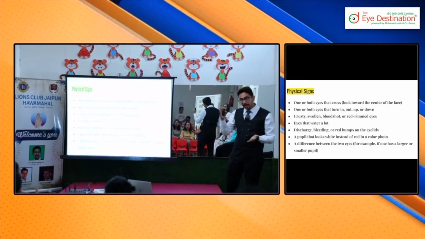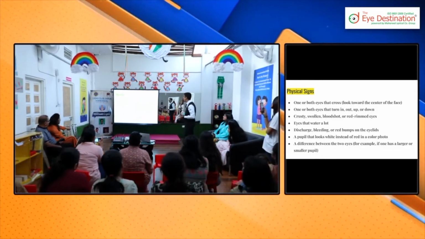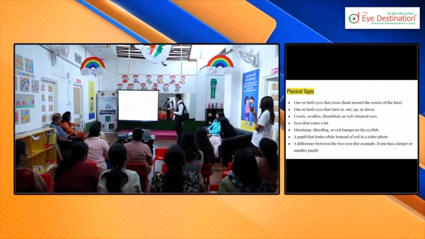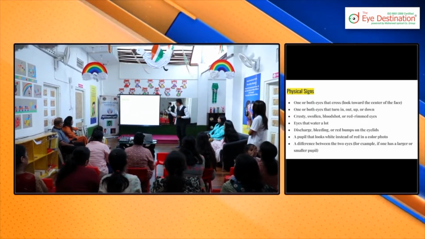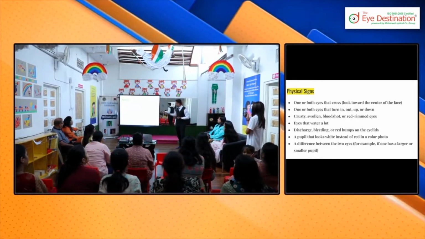Watering problem is there. It's there with the smaller children also who are infants. There's discharge, bleeding, red bumps. The pupil, this is very important. The pupil that looks white instead of red in the color photograph. I'll just show you what it is.